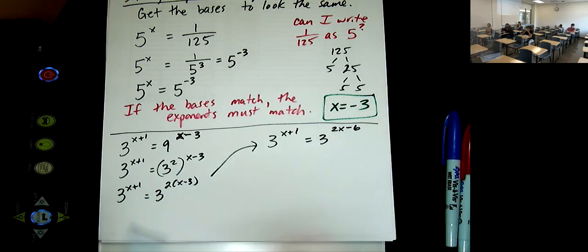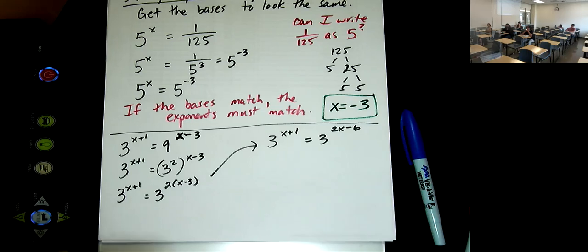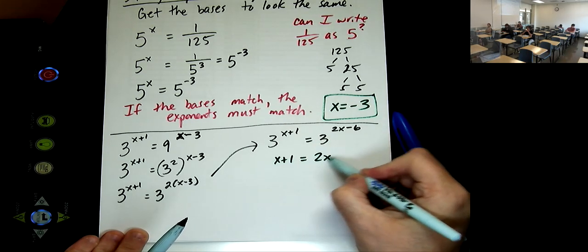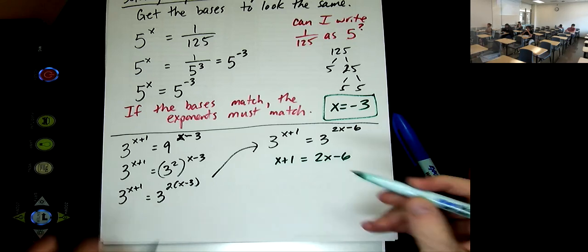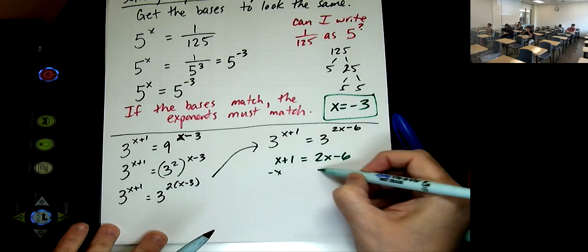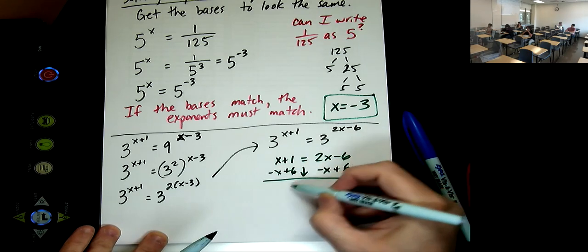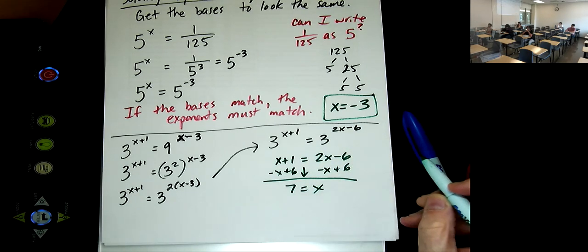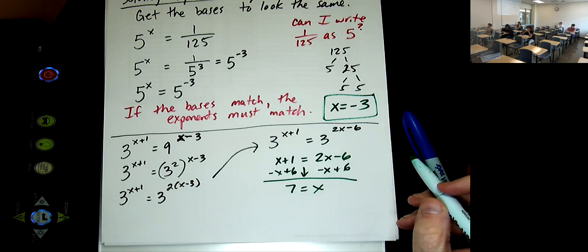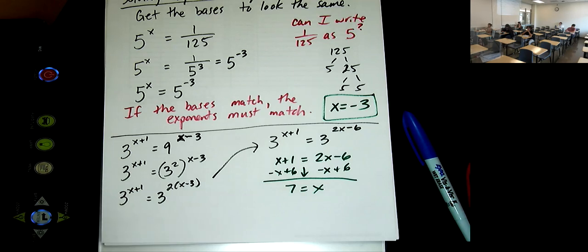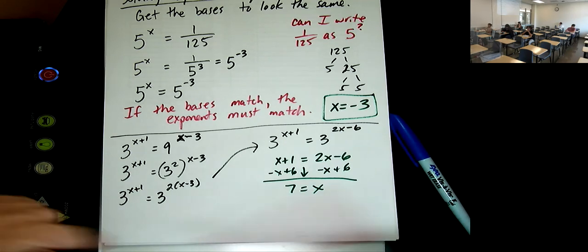The bases match, so the exponents match. This means x plus 1 has to equal 2x minus 6, and we could solve for x. So we're saying x equals 7. Is this true? Does this make sense?